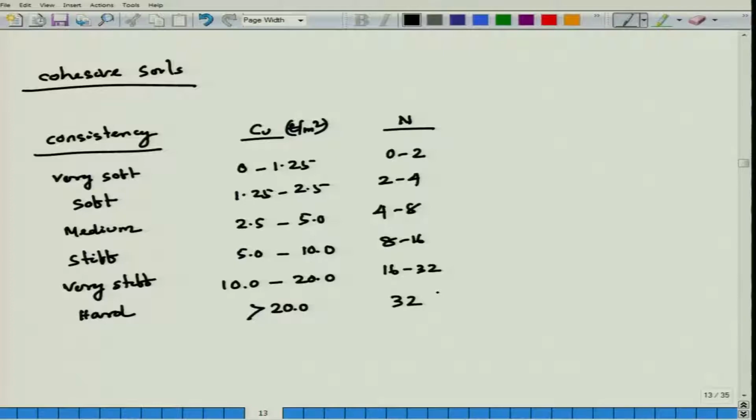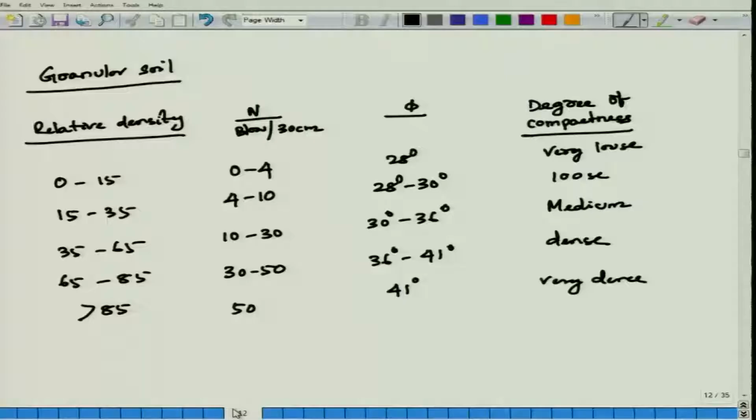Standard penetration test is basically for cohesionless soils or granular soils, and it has been extended for cohesive soils as well. If you look at here, what parameter am I supposed to get? If my SPT N after first, second and third blow count of 30 centimeter is 0 to 4, what does it indicate? It indicates a very soft, very loose soil, and its phi value will be 28 degree or less than 28 degree.